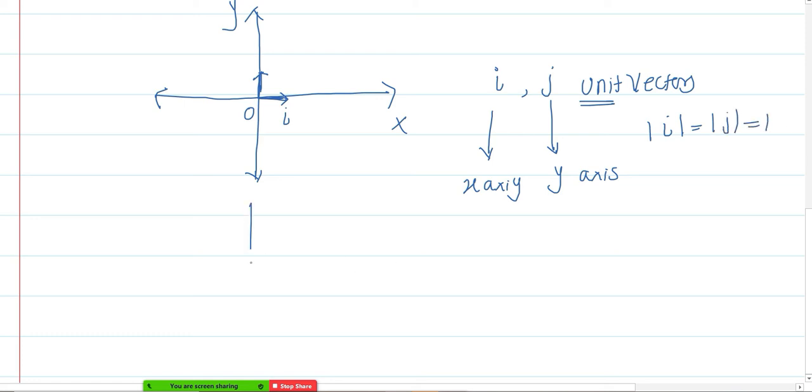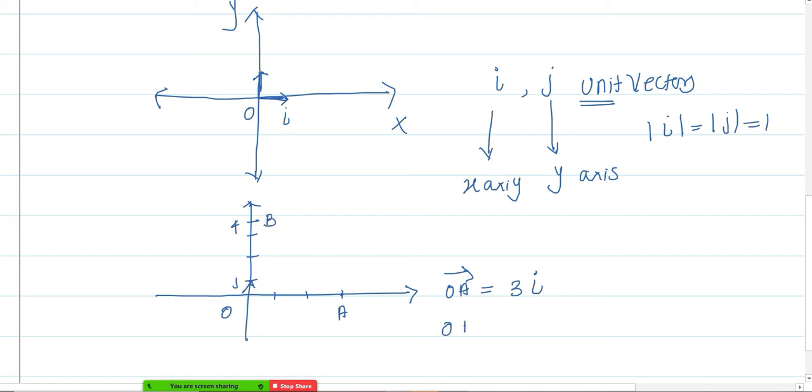If a particle is moved 3 units along the x-axis, then you can write the position of the particle A with respect to O as just 3i vector. So OA is 3i vector. Consider another particle B that goes 4 units along the y-axis. You know very well j is a unit vector along the y-axis. Then the OB vector can be written as 4j vector.